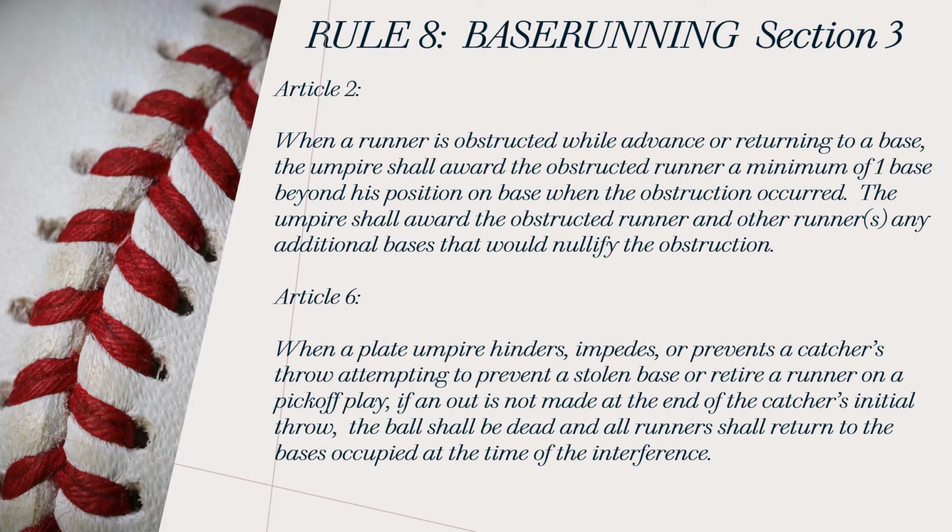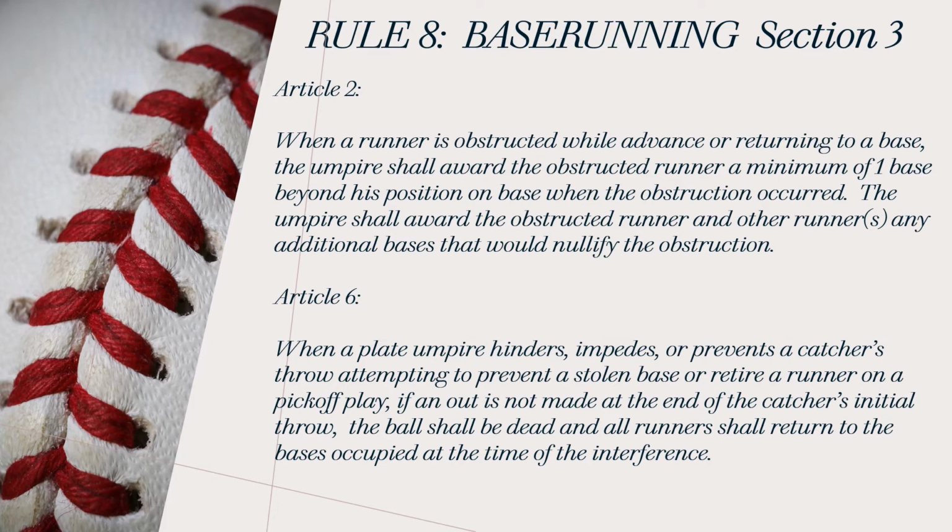All right. Now we're going to leave that table for a little bit. There's more information in the table, but I just want to highlight what I find to be a good foundation to get started. Rule 8, Section 3, we're looking at Article 2. When a runner is obstructed while advancing or returning to a base, the umpire shall award the obstructed runner a minimum of one base beyond his position on base when the obstruction occurred. The umpire shall award the obstructed runner and other runners any additional bases that would nullify the obstruction.